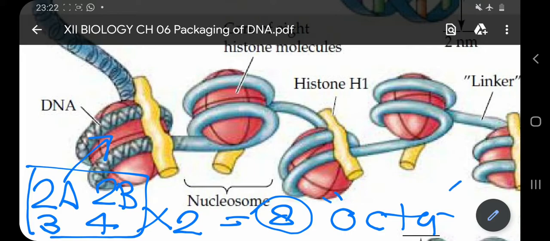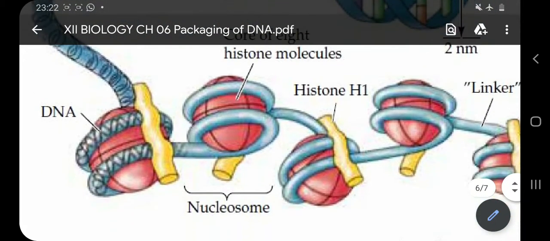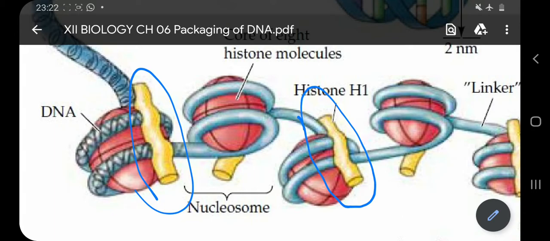You are comfortable with the octa term in chemistry also. So 2A, 2B, 3 and 4 in double copies make 8, the octamer, and then 1 histone H1. You must be wondering why I am taking 2, 3 and 4, not 1. Here is the 1, the histone 1. So histone 1 is here. What is this doing here? Let me explain one more thing.